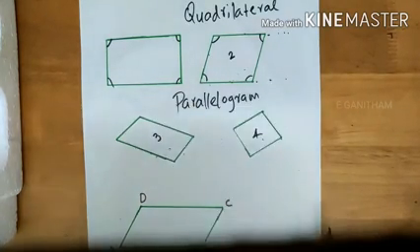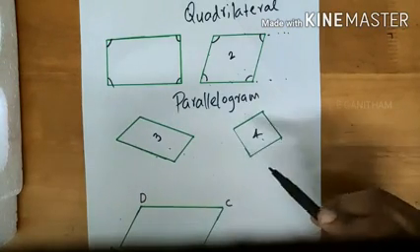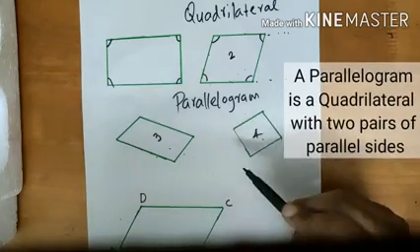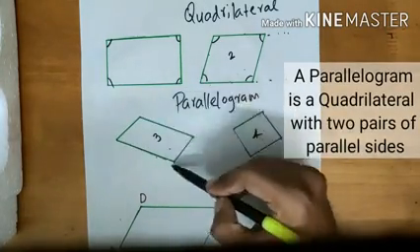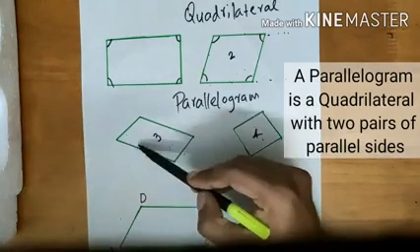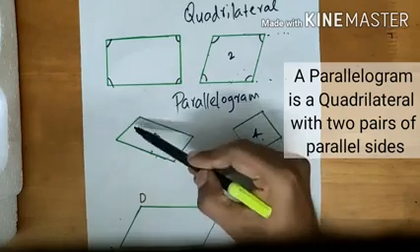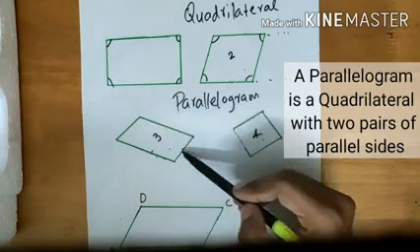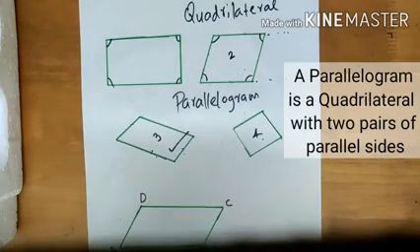Is it a parallelogram? What do you mean by a parallelogram? A parallelogram is a quadrilateral. That means it has 4 sides. Look at this figure. How many sides? Again 4 sides in which opposite sides are parallel. Look at this opposite side. It is parallel. The another pair of opposite sides is also parallel. So this third one is also a parallelogram.